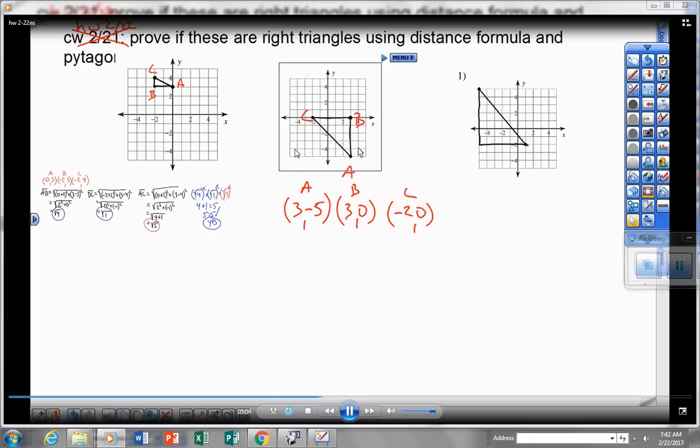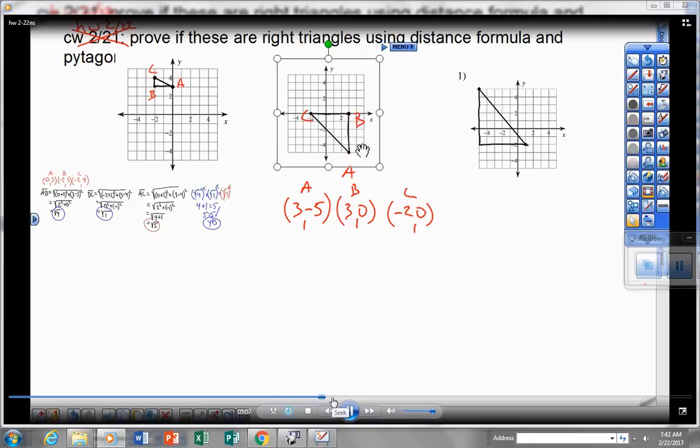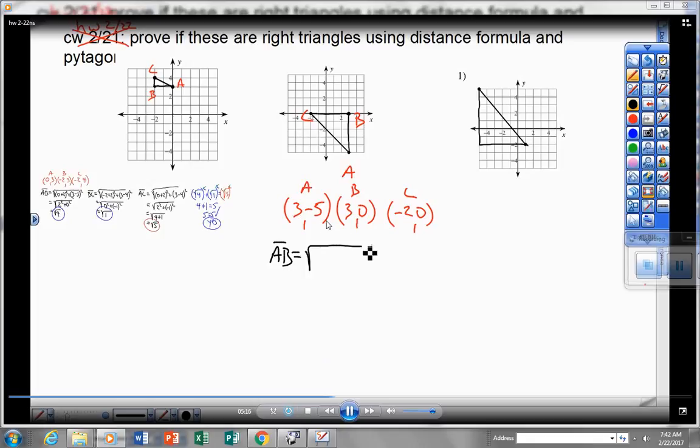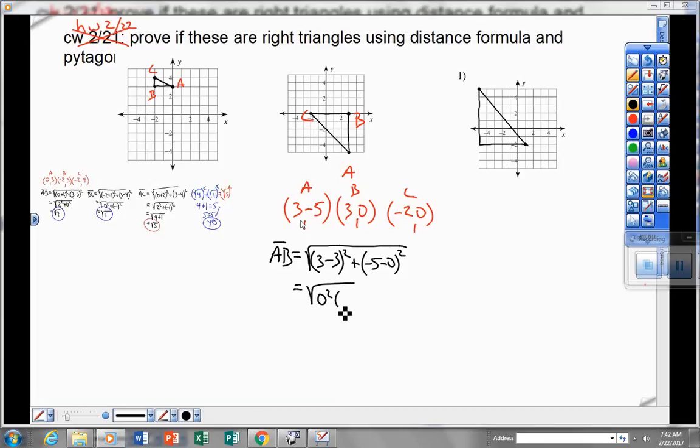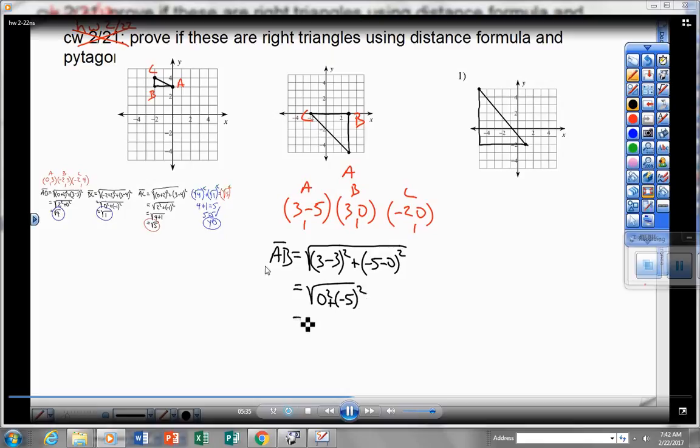So I'm going to do AB first. When I do A and B, that gives me 3 minus 3, the x numbers together, 3 minus 3 squared plus negative 5 minus 0 squared gives me 0 squared plus negative 5 squared, which gives me the square root of 25. Again, leave the radical alone before you do the check.